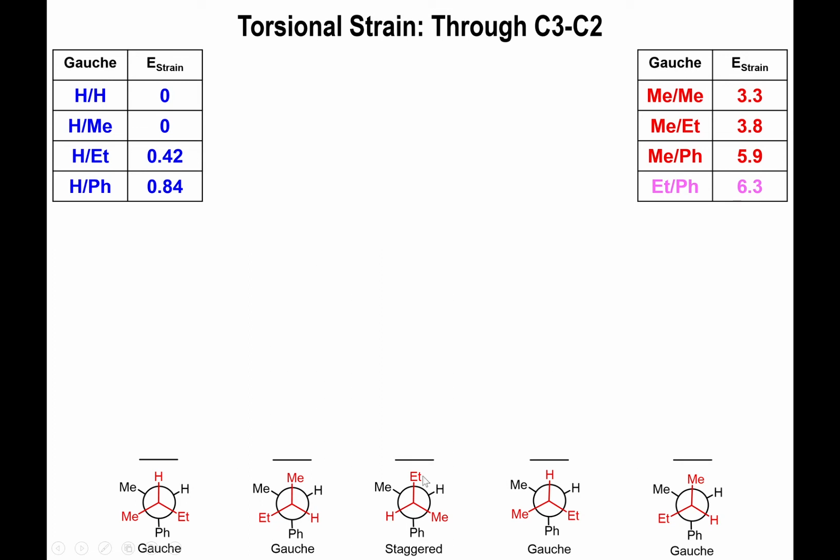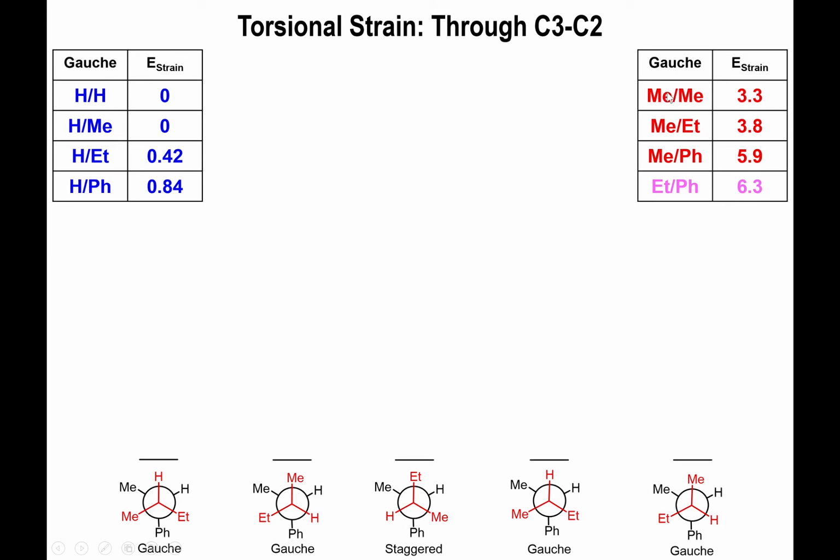So ideally, this is the one, but we're about to find out. What I'm presenting right here are the gauche conformations for the interactions of the neighboring groups. And we have hydrogen on hydrogen, hydrogen on methyl, hydrogen on ethyl, hydrogen on phenyl, which are all possibilities for the different structures, Newman projections down here.